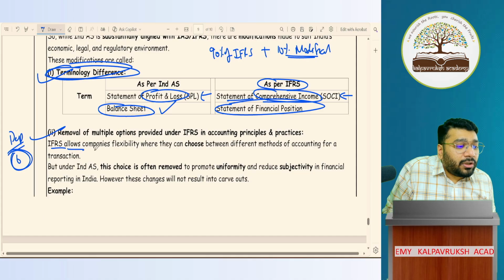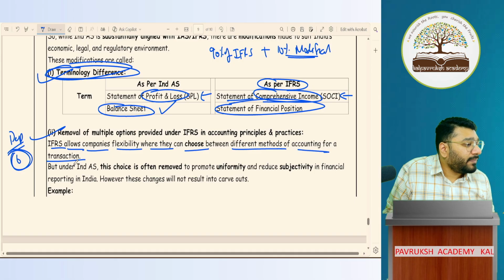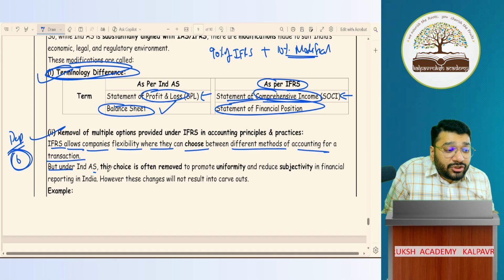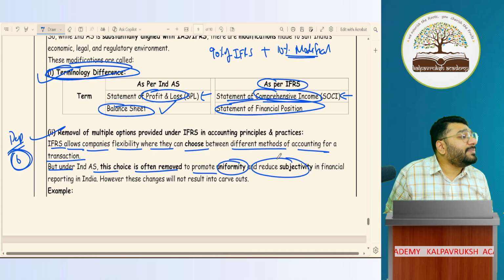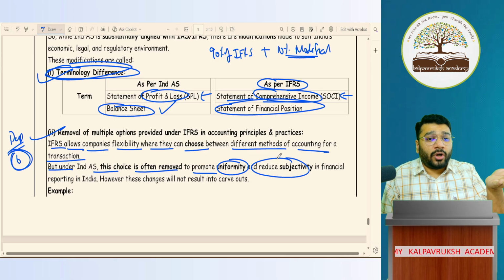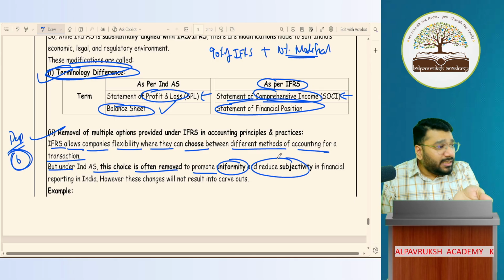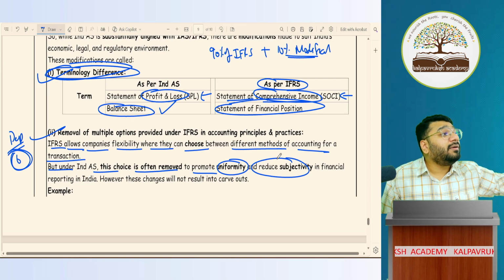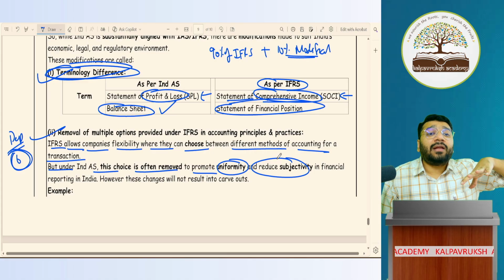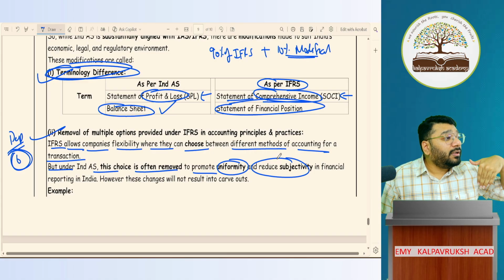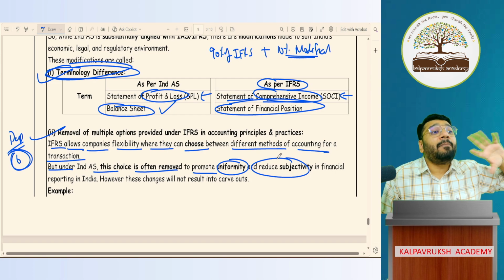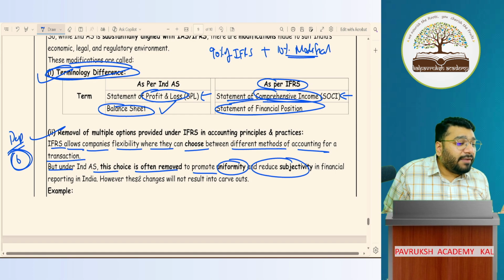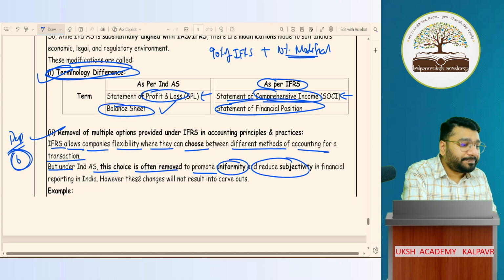So IFRS allowed companies flexibility where they can choose between different methods of accounting for a transaction. But under Ind AS, these choices were removed to promote uniformity and reduce subjectivity. Subjectivity means what? If I give a choice to you, you will feel that method 1 is better. You will feel that method 2 is better. You will feel that method 3 is better. Like that, each one will come out with different methods. So that will not make the financial statements comparable. To remove that, they said we have to come out with limited choice.